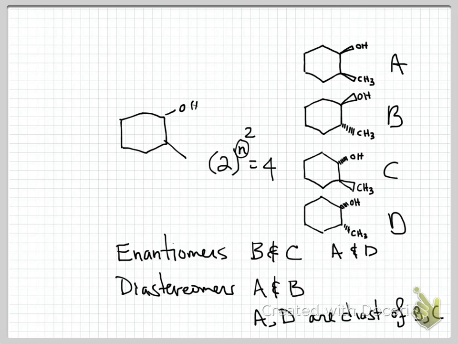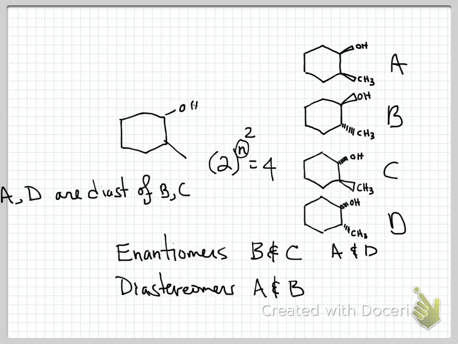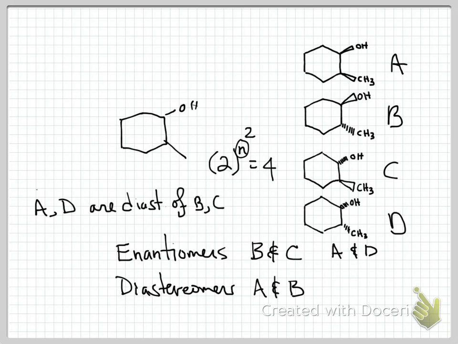Yeah. So that says A, comma D, are diastereomers of B, comma C. Here, let me do this. Let's see if I can do this. There, I moved it out of the way. That's what it says. You can cut and paste on the screen. It's nice.